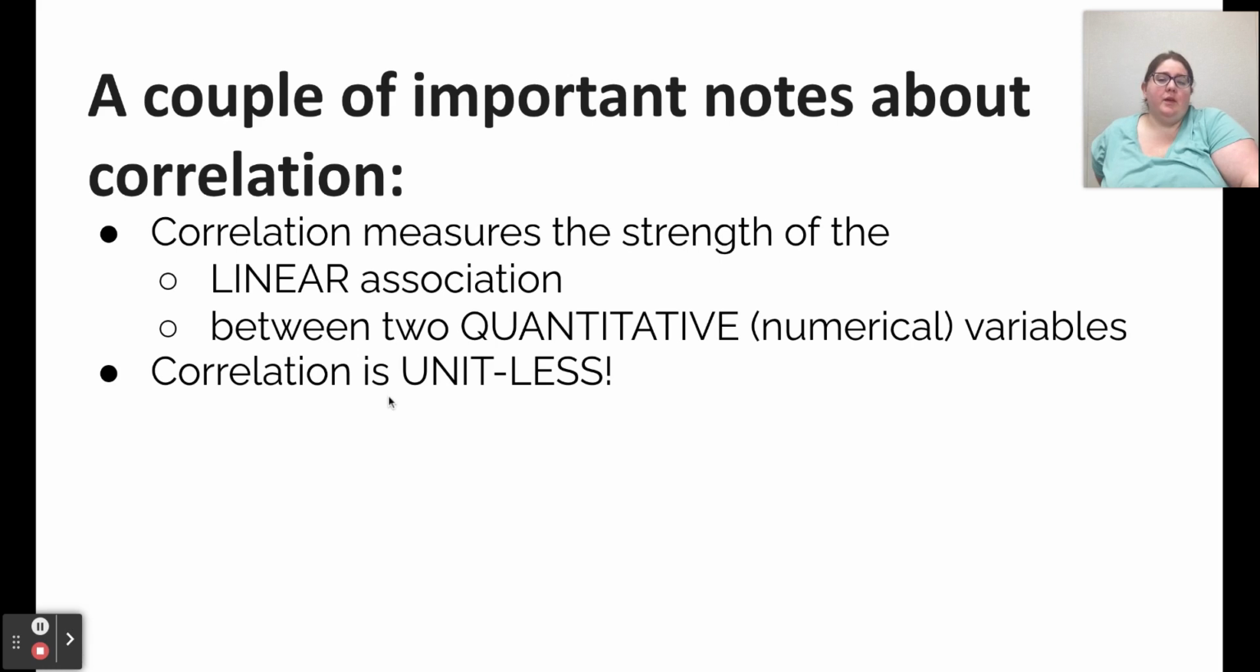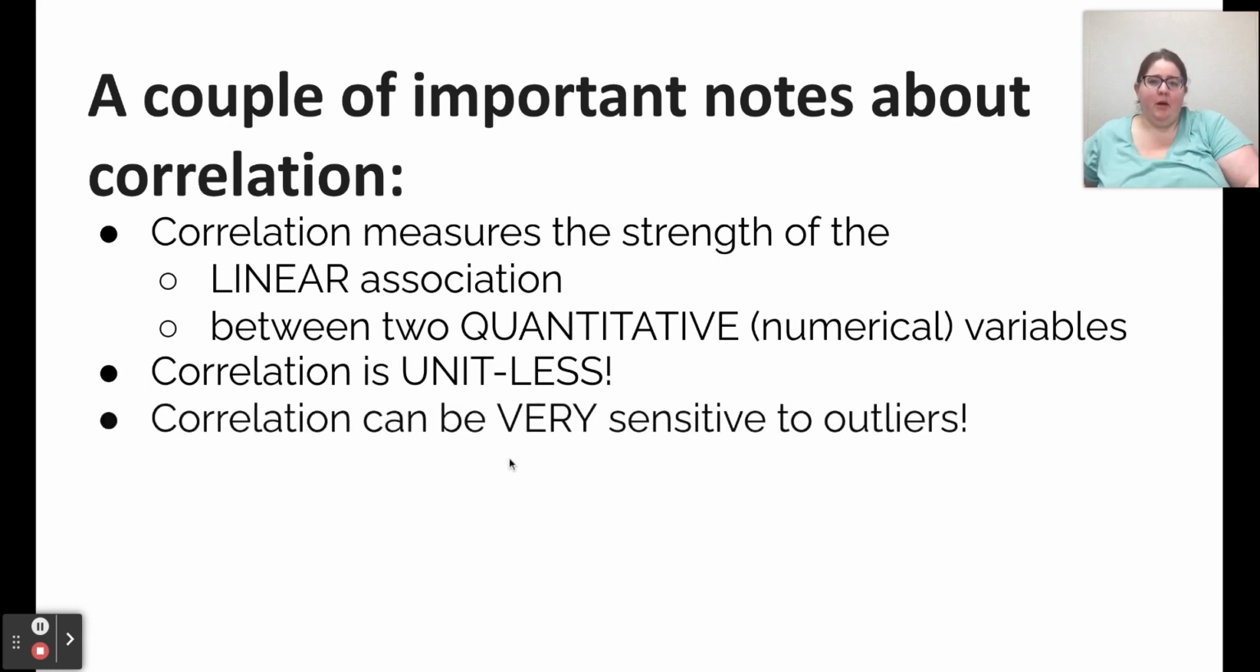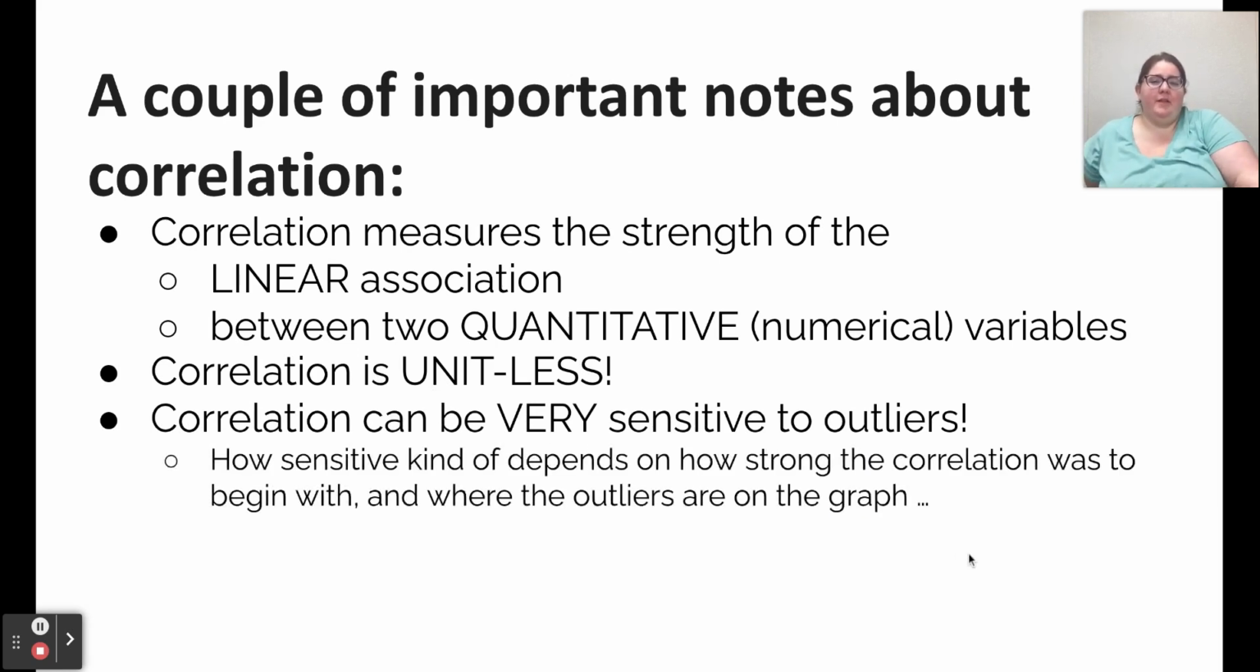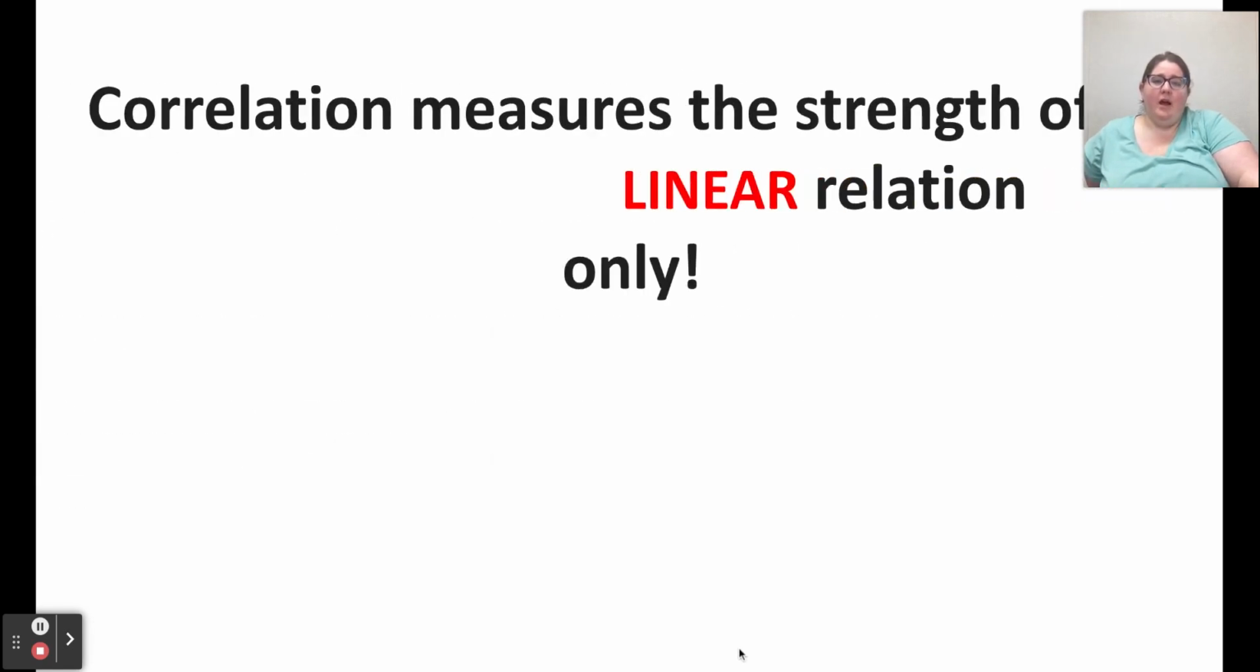Another thing to note is that correlation is unitless. It does not have a unit. It's not like R equals 0.95 seconds. It's just a number. And it can also be very sensitive to outliers, which is something we're going to explore more in a future lesson, but I'll show you a little bit of that today. How sensitive it is depends on how strong the correlation was to begin with, how many points there are in your set of data, where the outliers are, etc.